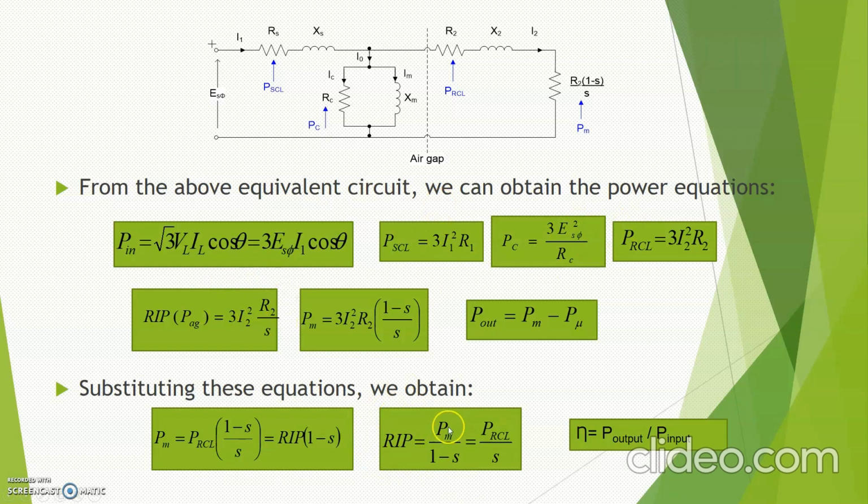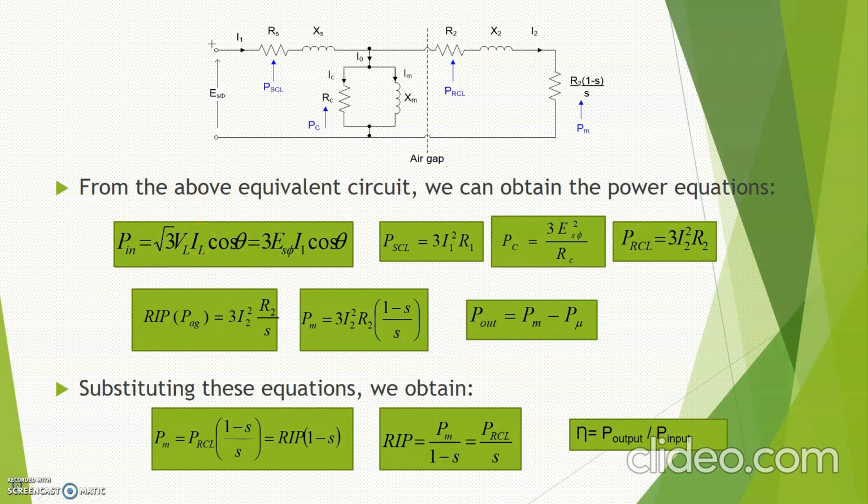From here you can further simplify it as PM divided by 1 minus S, or RIP is equal to PRCL divided by S. Okay, so these two equations you must try to memorize in order to do the analysis later. And then the efficiency of the motor is given by the output power divided by the input power.